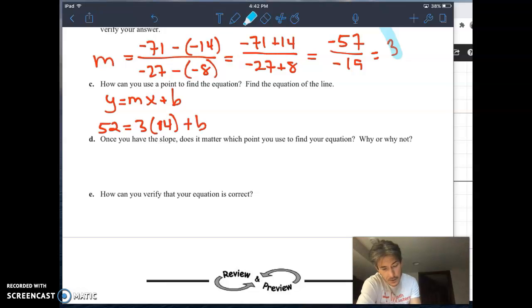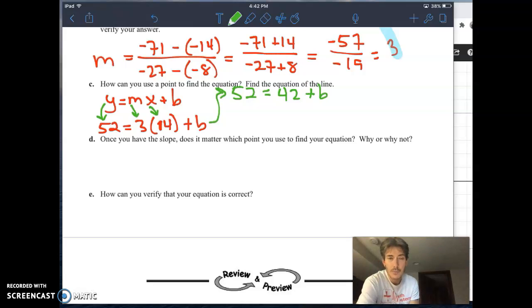Okay, let's just talk about this. This right here was an x value from my table. This was a y value from my table. And this was my slope from part B, or A, I guess. Doesn't matter. Now, let's do the math here. 3 times 14. Holy cow, I think I have that in my head. 3 times 14 is 42 plus b.